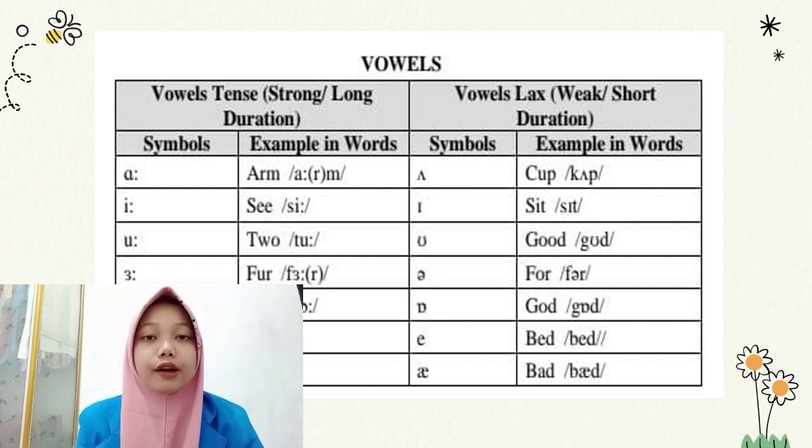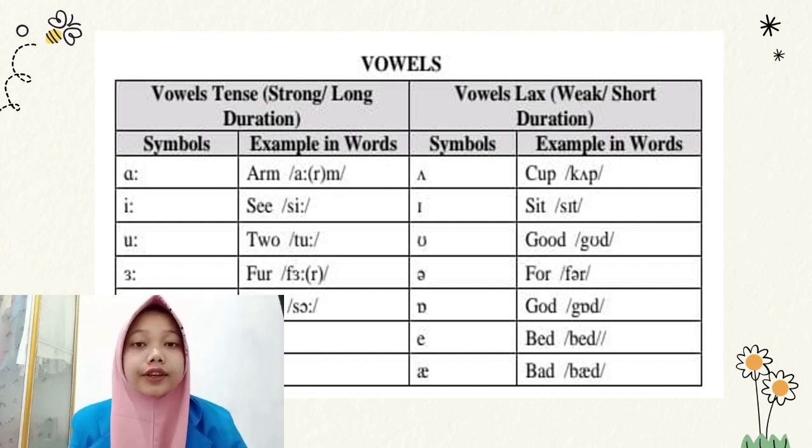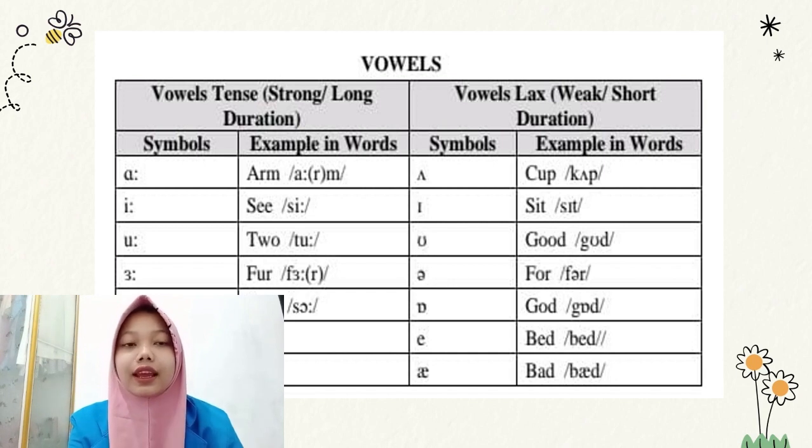And then the second is lax vowel. Lax vowel have weak or short duration. There are 7 symbols of lax vowel. For the first is the sound in cap. Word example is cap. And then the sound in sit. Word example is sit. And then the sound in good. Word example is good.